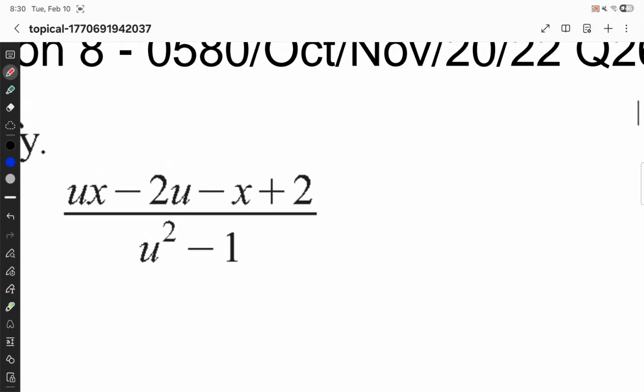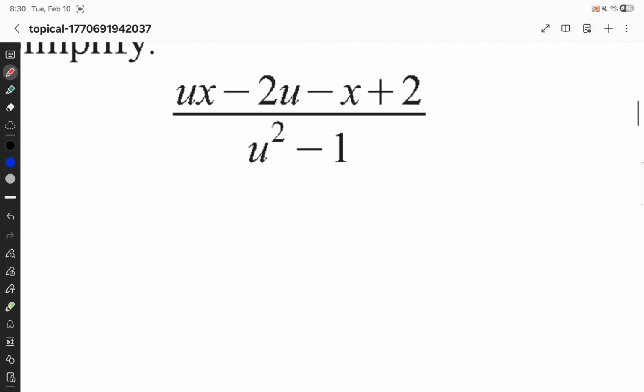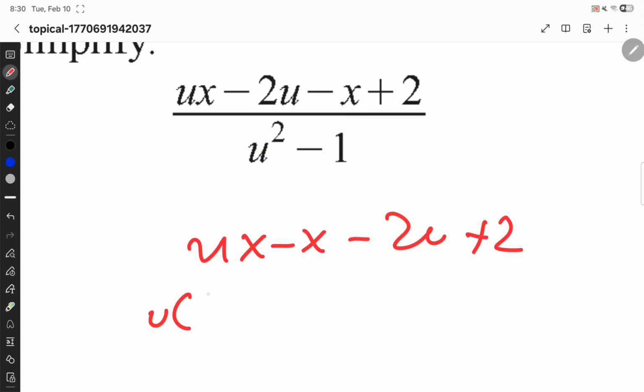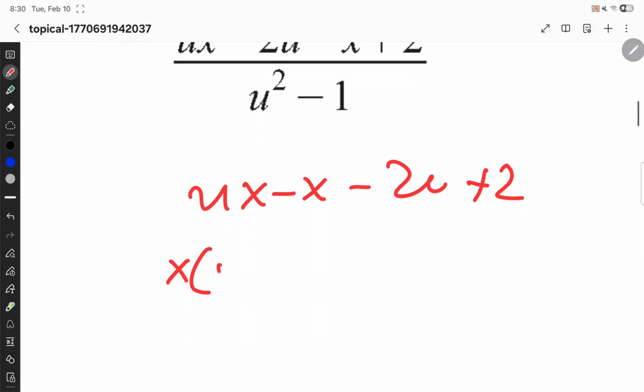And one more, and then we move on to the identities. Okay, ux minus 2u minus x plus 2, upon u or upon x? Correct, upon u, because I feel like it. Okay, let's change it up and do upon x instead. How's that? X is common here, so u minus 1, and we have u minus 1.